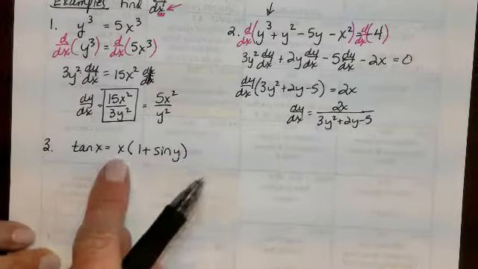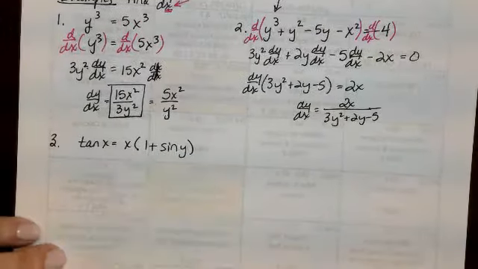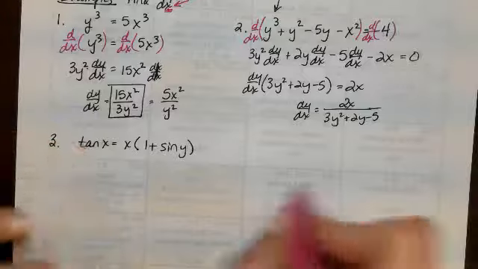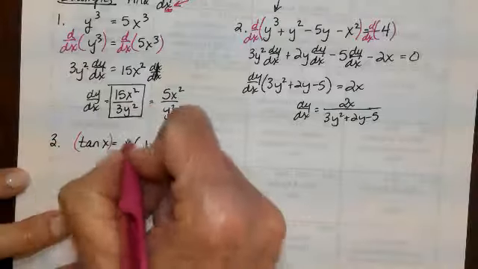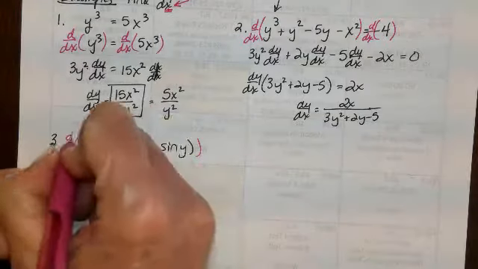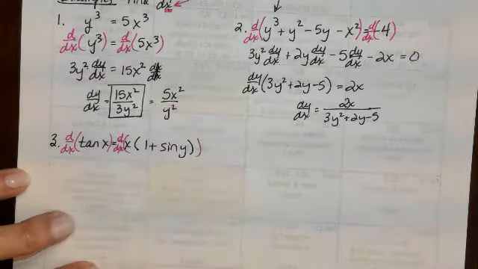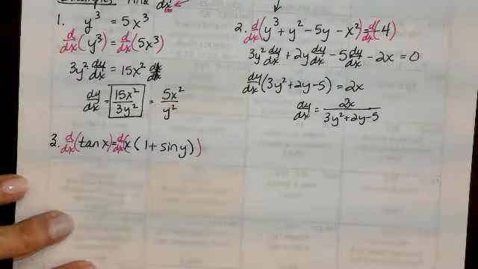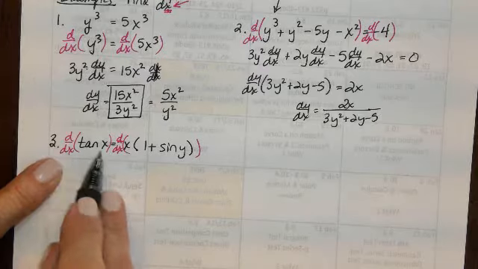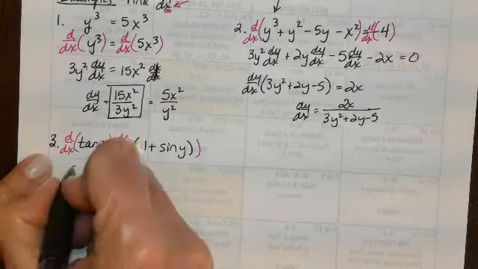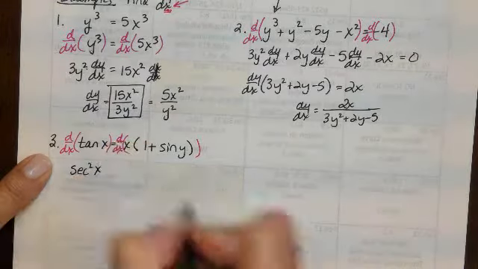Anyway, okay, so we have this. We want dy dx, so we're going to take the derivative of both sides with respect to x. Okay, the derivative with respect to x of tangent x is just secant squared x.